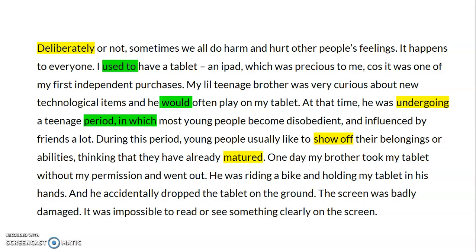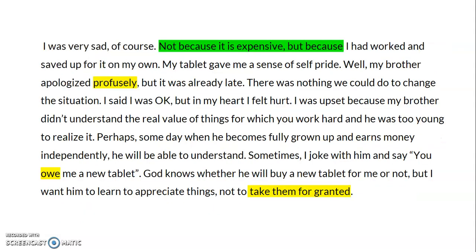One day, my little brother took my tablet without my permission and he went out. He was riding a bike and holding my tablet in his hands. And he accidentally dropped the tablet on the ground. And the screen of my tablet was badly damaged, and it was impossible to read or see something clearly on the screen. I was very sad, of course, not because it's expensive, but because I had worked and saved up for it on my own. And my tablet gave me a sense of self-pride.